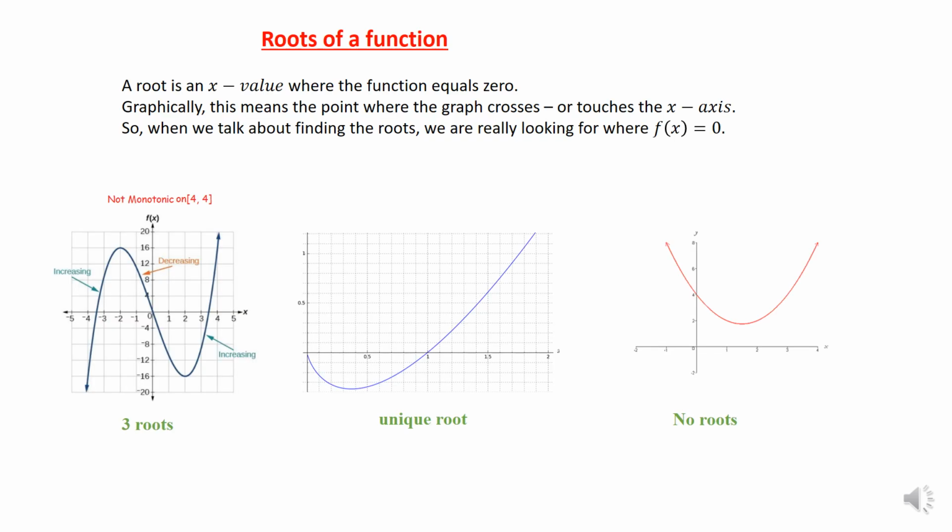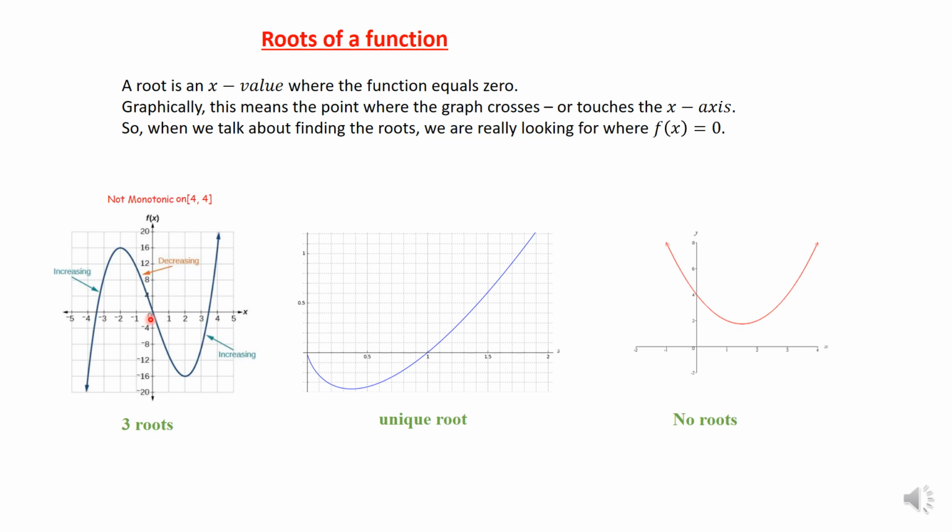First, let's remind ourselves what a root actually is. A root is an x value where the function equals 0. Graphically, what does this mean? It means the point where the graph crosses or touches the x-axis. So when we talk about finding the roots, we are really looking for where f of x is equal to 0.